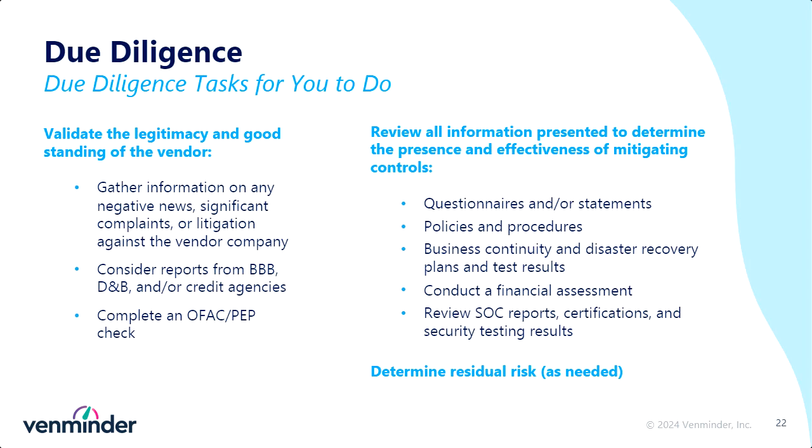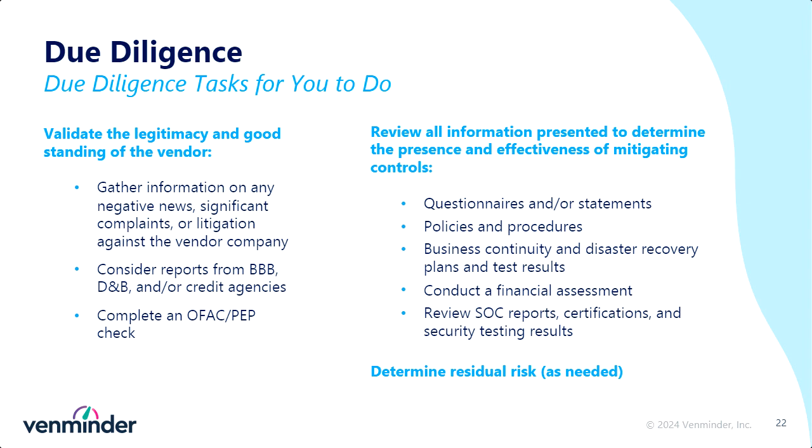I know due diligence can be kind of an overwhelming process, so I want to approach it by describing it in 3 simple tasks. First, it's validating the legitimacy and good standing of the vendor. And this is done by gathering that basic information I mentioned before, as well as looking at any negative news or litigation that the vendor probably isn't going to voluntarily disclose. Reports from the Better Business Bureau and Dun & Bradstreet are also helpful, as well as completing a check through the Office of Foreign Assets Control.